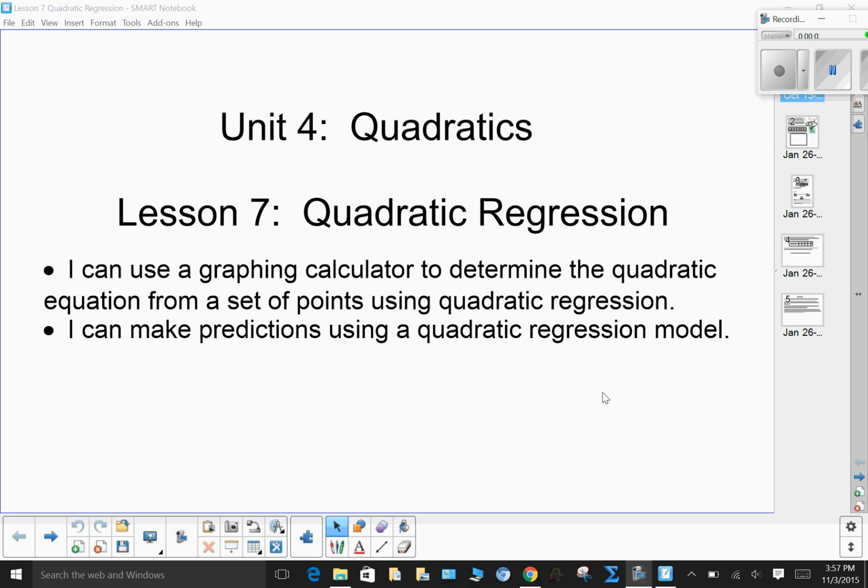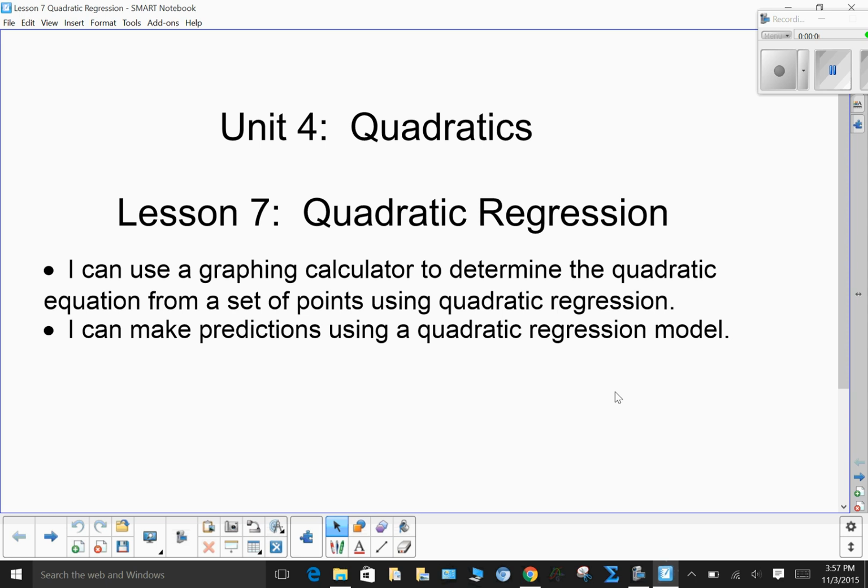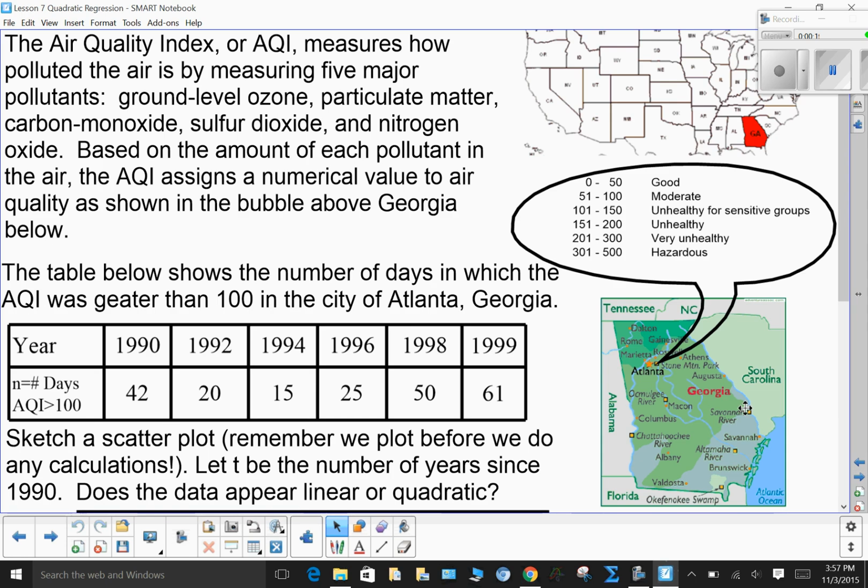By the end of this lesson, you should be able to use a graphing calculator to determine the quadratic equation from a set of points using quadratic regression. This is similar to linear regression done in Algebra 1. You can make predictions using a quadratic regression model. Without further ado, let's look at an example.